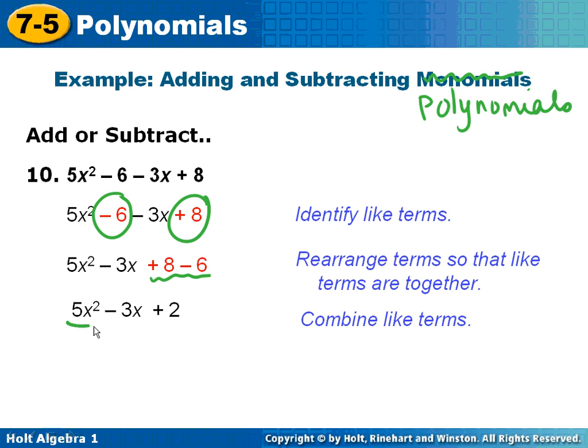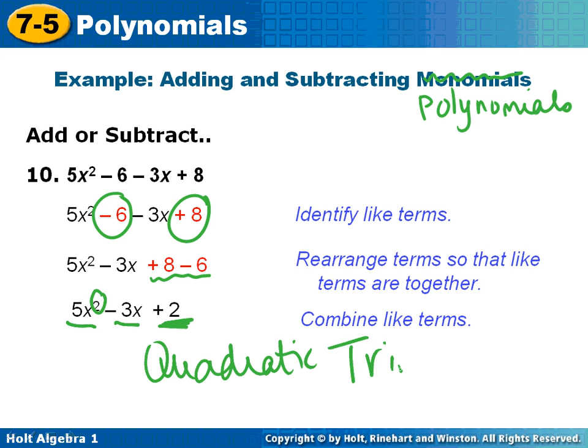So we have 5x squared first, minus 3x second, and 8 minus 6 is 2. Now, to name that nomial, it would be a quadratic trinomial because it has 3 terms. Now, you do have to know how to do this.